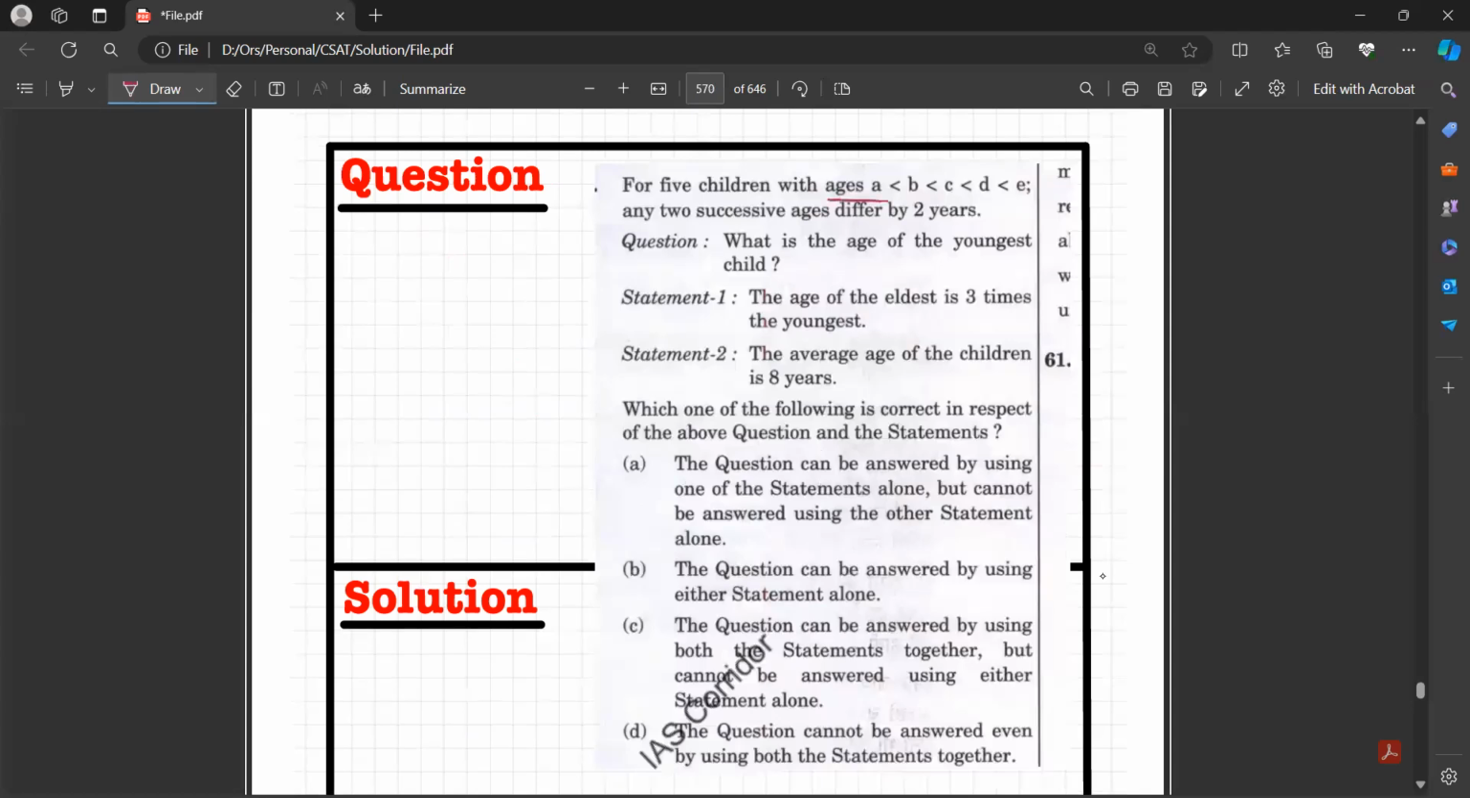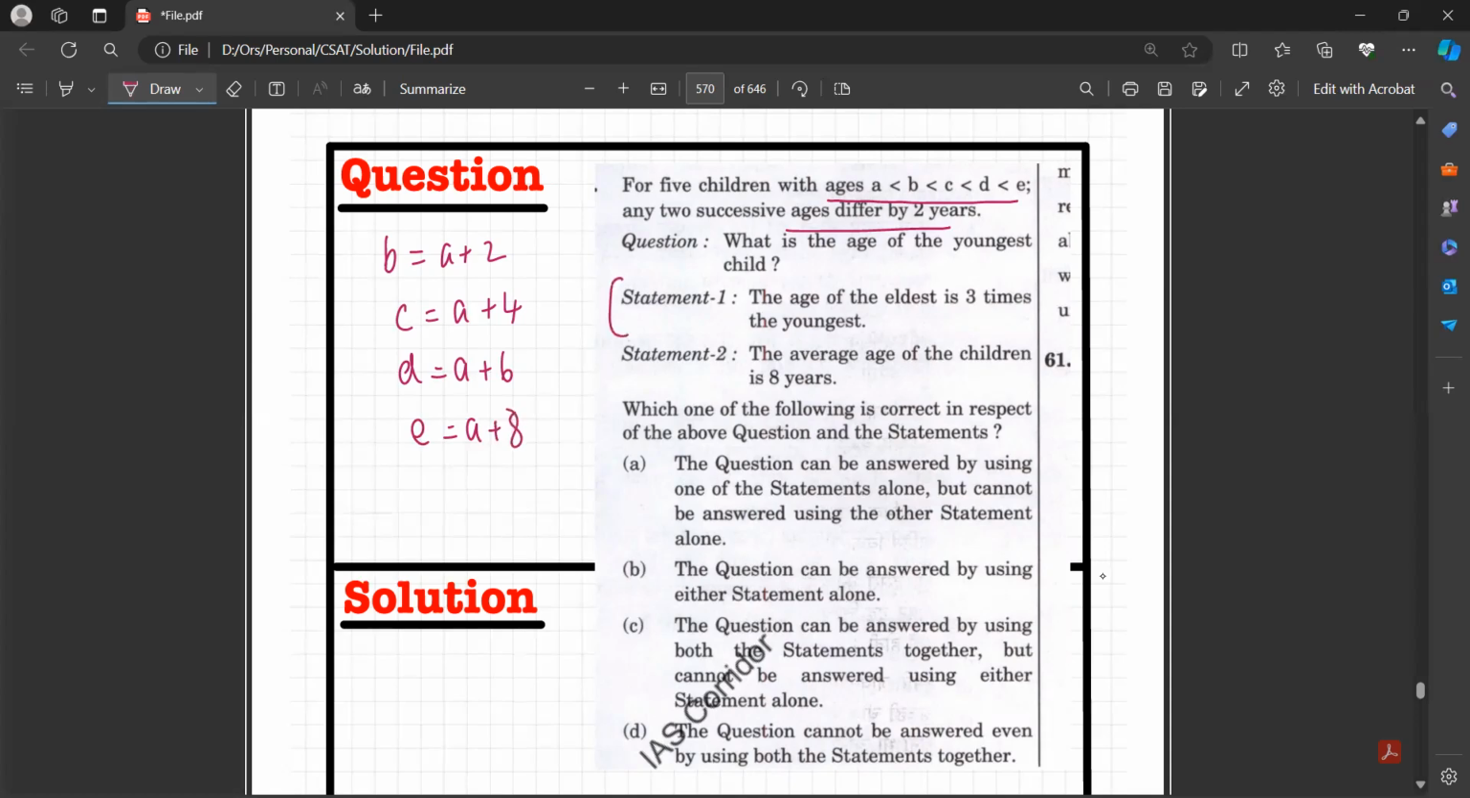5 children with ages A, B, C, D, E, any two successive ages differ by 2 years. So that means for 5 children, A, B, C, D, E, any two successive ages differ by 2 years. That means can I say B is nothing but A plus 2, C is nothing but A plus 4, D is nothing but A plus 6, E is nothing but A plus 8.